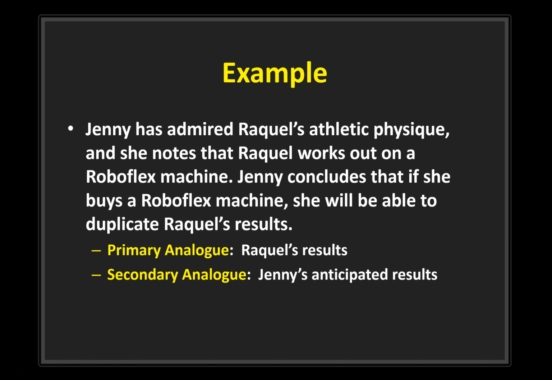So Jenny has admired Raquel's athletic physique, and she notes that Raquel works out on a RoboFlex machine. Jenny concludes that if she buys a RoboFlex machine, she'll be able to duplicate Raquel's results. So in this case, your primary analog isn't Raquel, it's Raquel's results, right? That's the one serving as your basis of comparison. Your secondary analog is Jenny's anticipated results, right? The secondary analog is the one you're arguing about in the conclusion. She concludes that if she buys a RoboFlex, she'll be able to duplicate Raquel's results. So the secondary analog is Jenny's anticipated results.